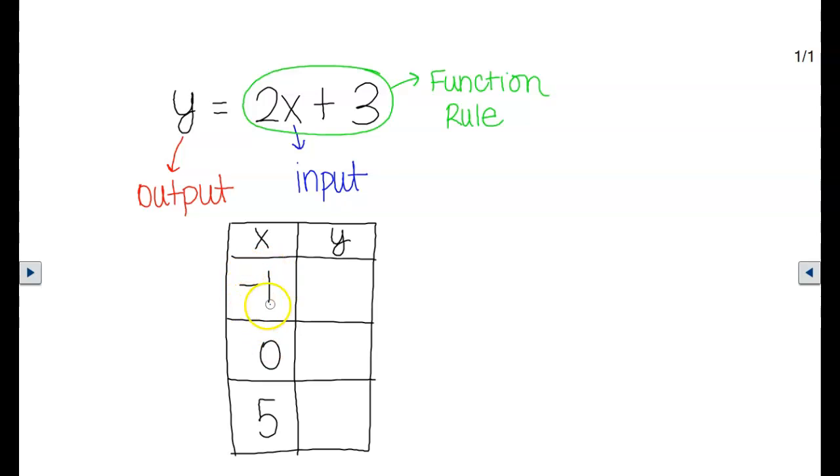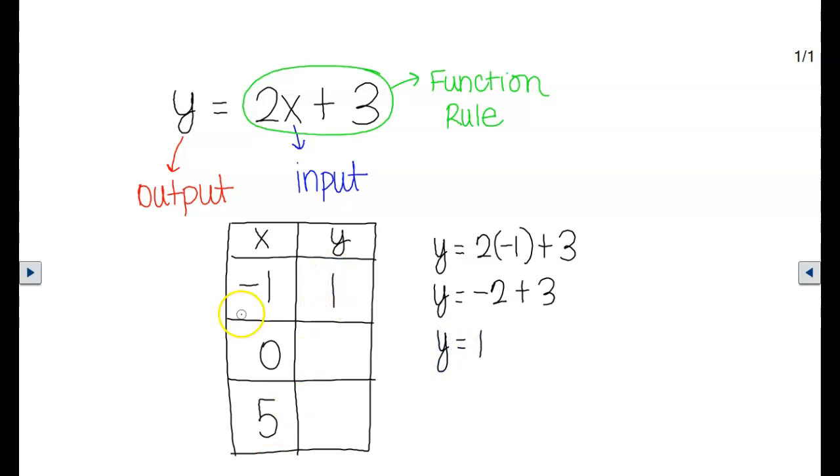So first, I will input a -1 for the x in this function equation. So that would give me y equals 2 times -1 plus 3. And we'll do what this says and get an output. So first, we'll do 2 times -1, which is -2. And then we'll add -2 plus 3, which is 1. So we end up with y equal to 1. So -1 and 1 are connected by this function.